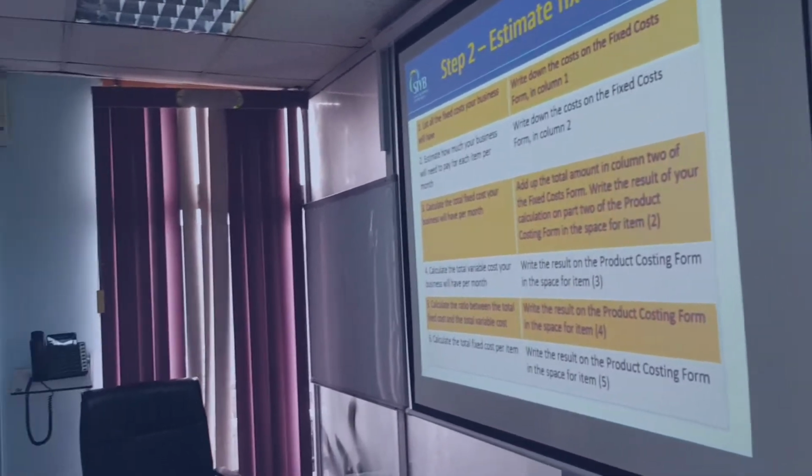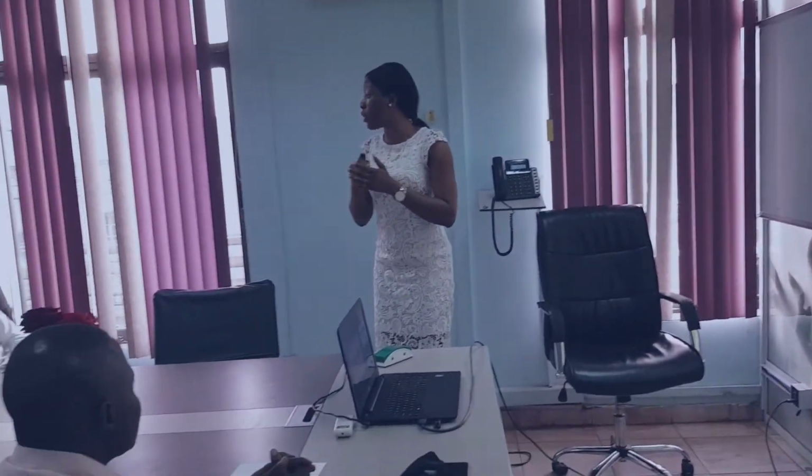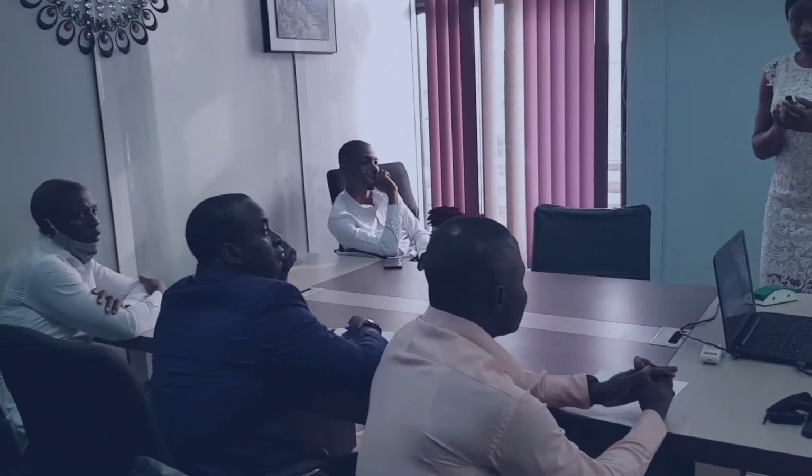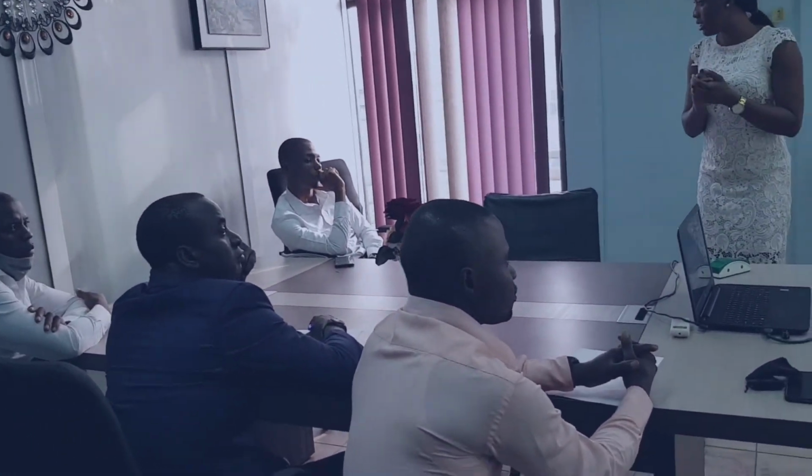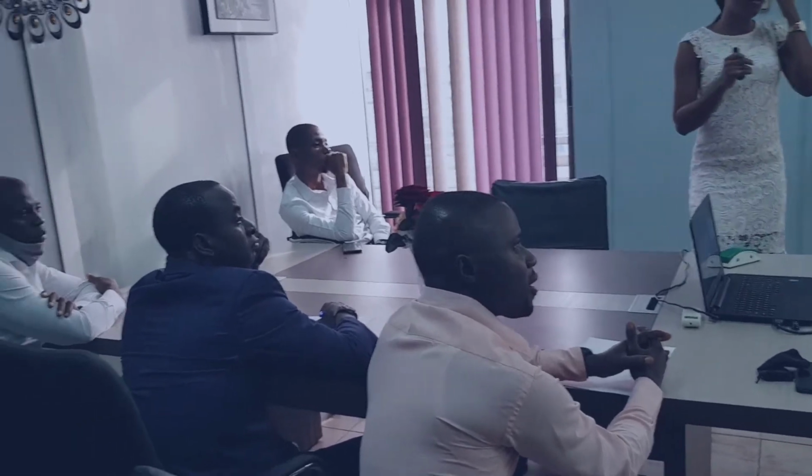Even if you don't know how to do costing, you can also include the cost of getting an accountant to help you, or the cost of going for training. You should actually impute that. That will help your business to survive.